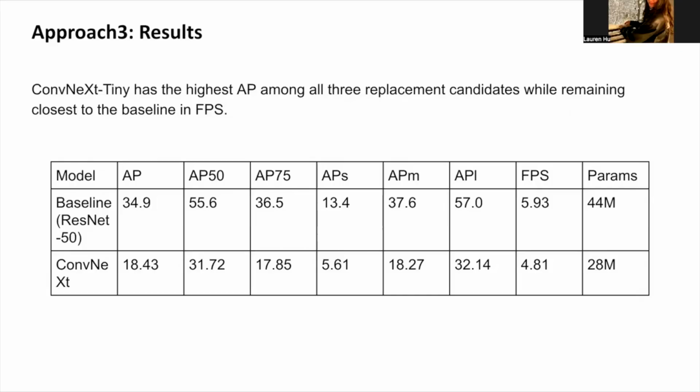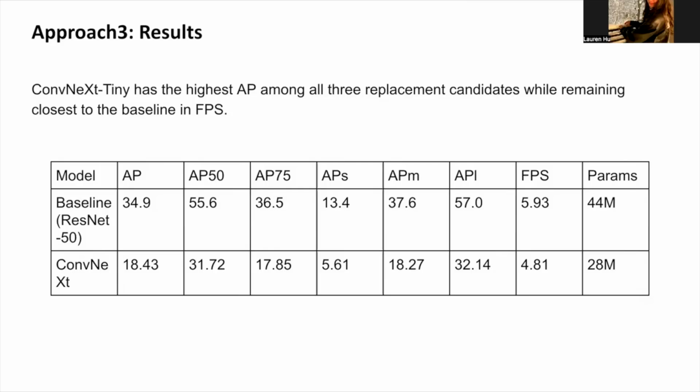Looking at the numbers, ConvNeXt Tiny achieves an AP of 18.43, which is the highest among our other backbone replacements. Both efficient ViT variants come in lower on this metric, but clearly the trade-off is speed. ConvNeXt Tiny runs at about 4.8 FPS, which is actually lower than the ResNet 50 baseline at 5.9 FPS. And the efficient ViT variants are much faster, at 20 and 36 FPS.